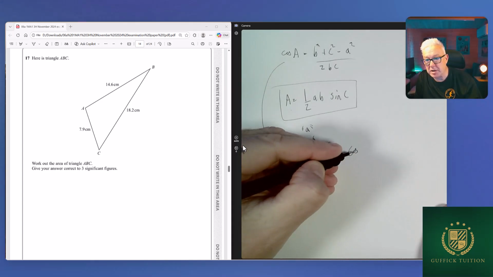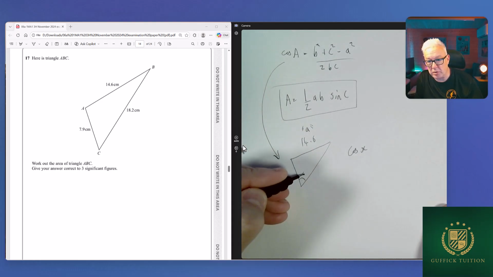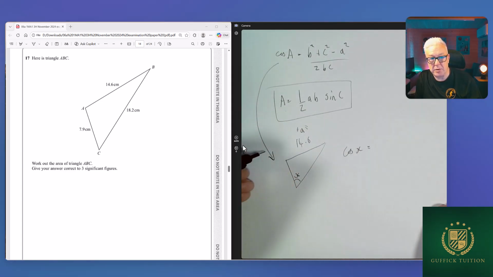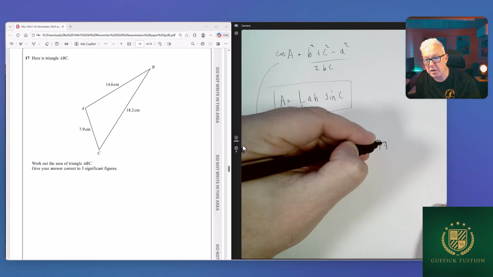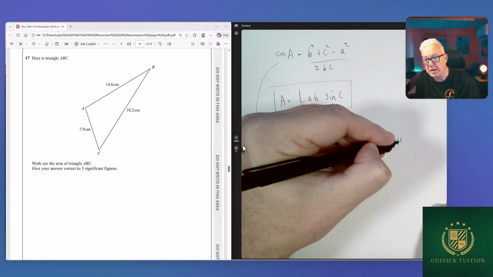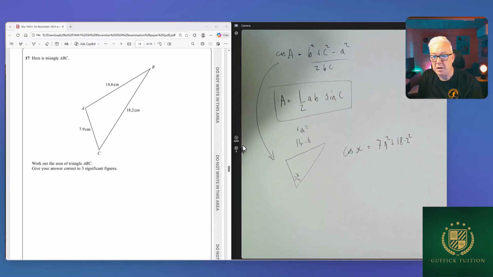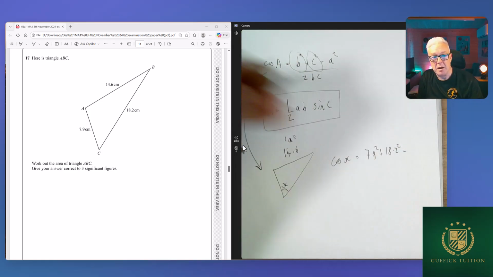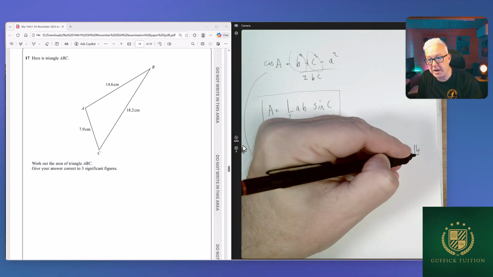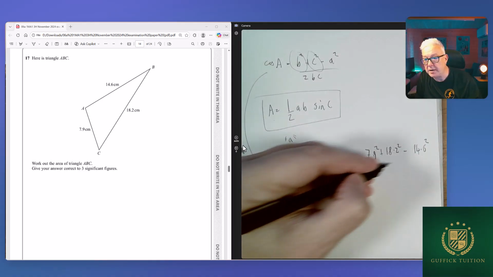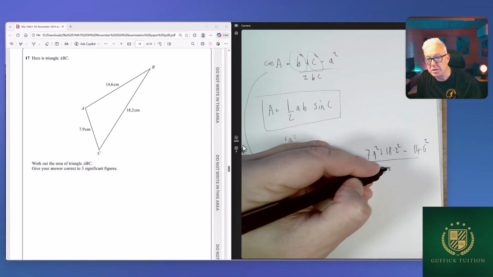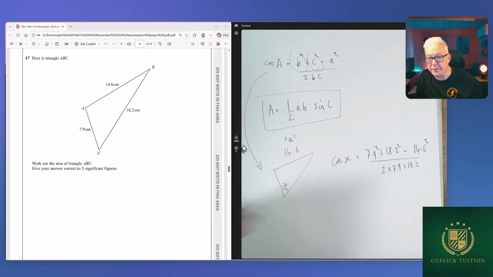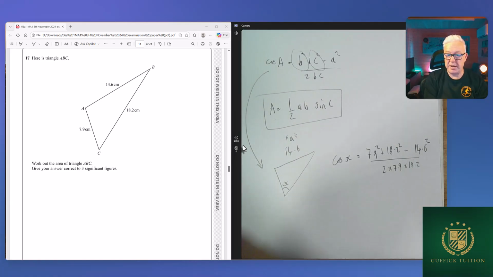So let's write this down then. So the cosine of that angle, let's actually call it x there. The cosine of that angle x is equal to 7.9 squared plus 18.2 squared, because it doesn't matter which one you think of as b and which one you think of as c, minus a squared, which must be the 14.6 squared, over 2 times 7.9 times 18.2. Okay, so let's evaluate that then.